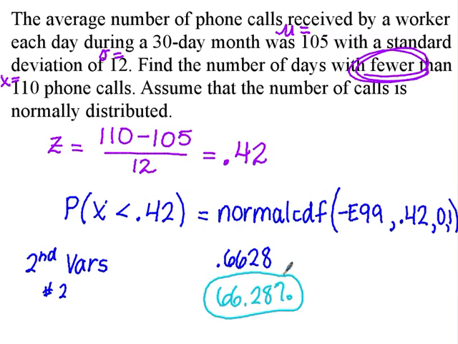Is it always E99? Okay, the negative E99 means negative infinity. Why did I use negative infinity? Because it was less than 0.42. If you wanted greater than, you would go from 0.42 to positive infinity, which would be E99. So you do 0.42, comma, E99, comma, 0, comma, 1.